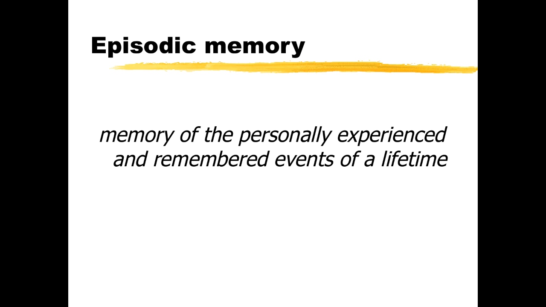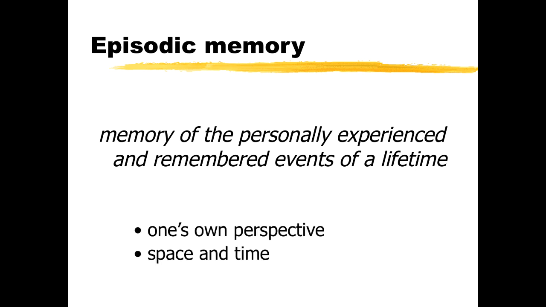Episodic memory, on the other hand, is memory of the personally experienced and remembered events of a lifetime. So this is going to involve memory from one's own perspective, so not events that occurred to somebody else that you may just know about. And it also involves a component of space and time, where something happened and when it was.